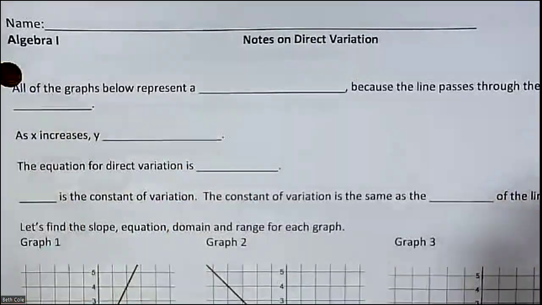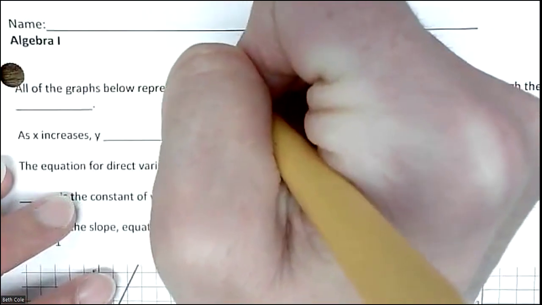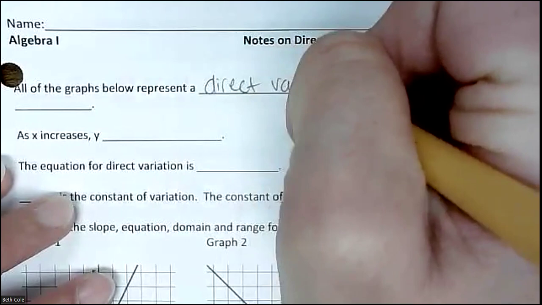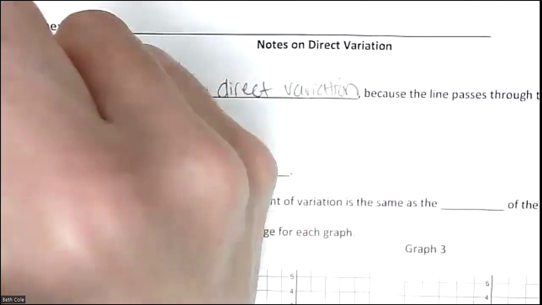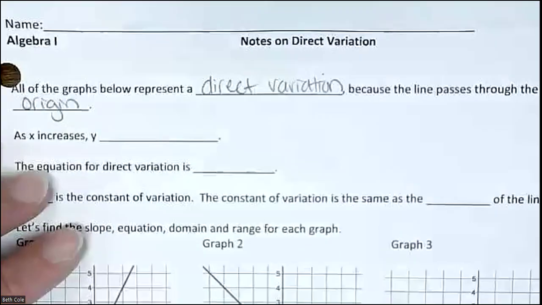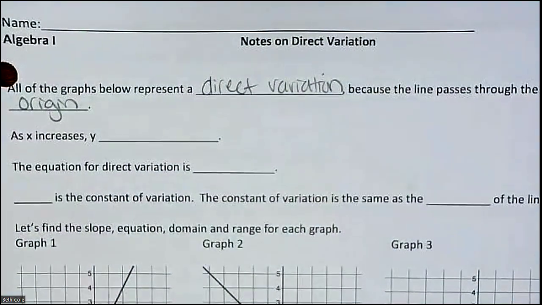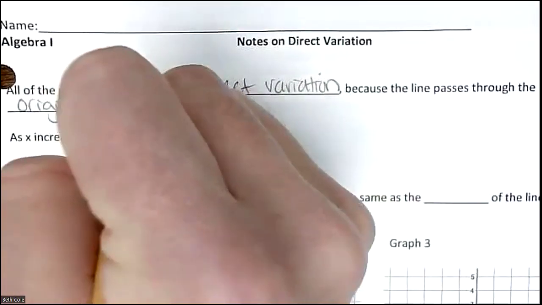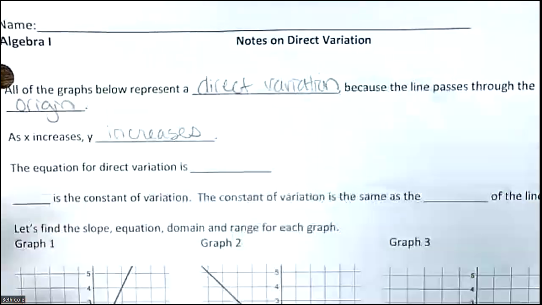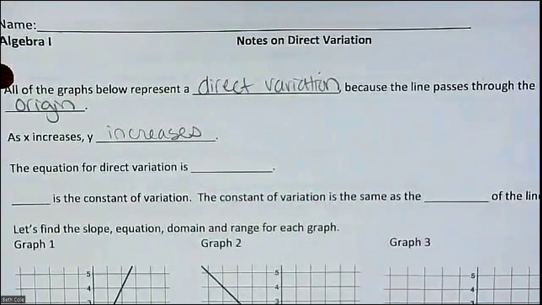So all of those graphs represent what is called a direct variation. A direct variation goes through the origin. So that's all it is. It's a line that goes through 0, 0. As x increases, y increases. So as one thing goes up, the other thing goes up.